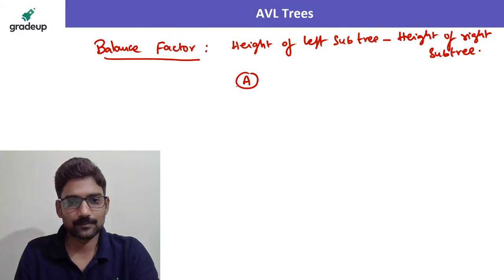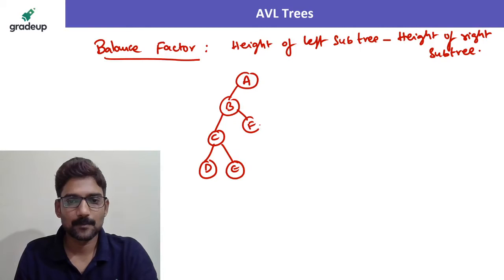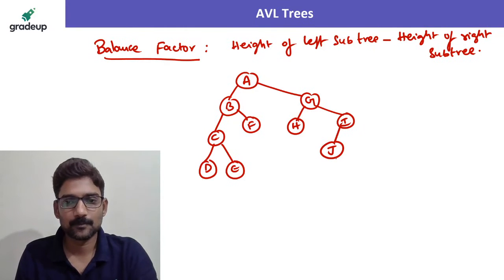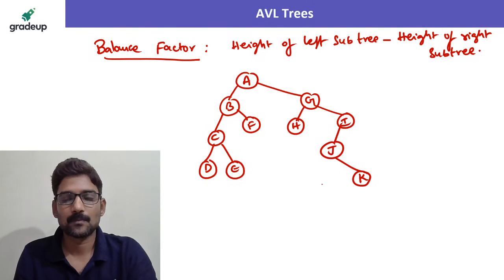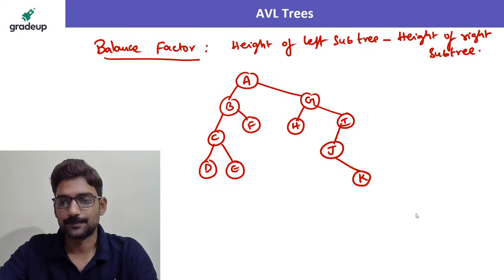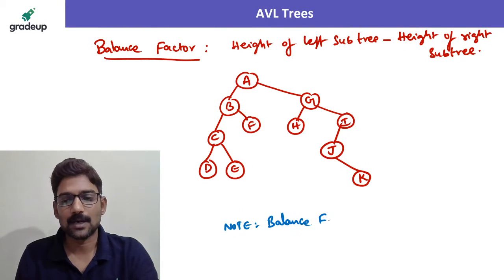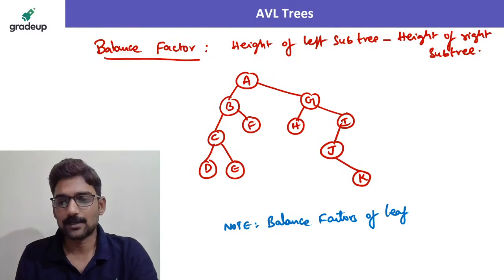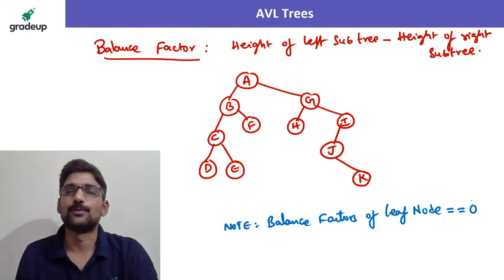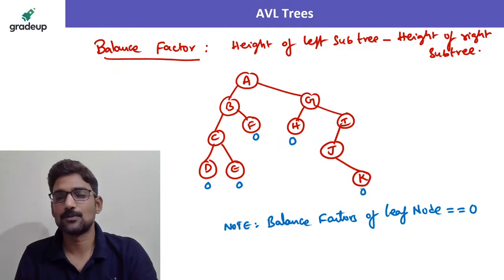Suppose I am taking a binary tree like this. Suppose this is the binary tree. Now let us calculate the balance factors. Remember, the balance factor of all the leaf nodes is always 0. Balance factor of a leaf node is always 0. So D balance factor is 0, E balance factor is 0, F balance factor is 0, H balance factor is 0, K balance factor is also 0.